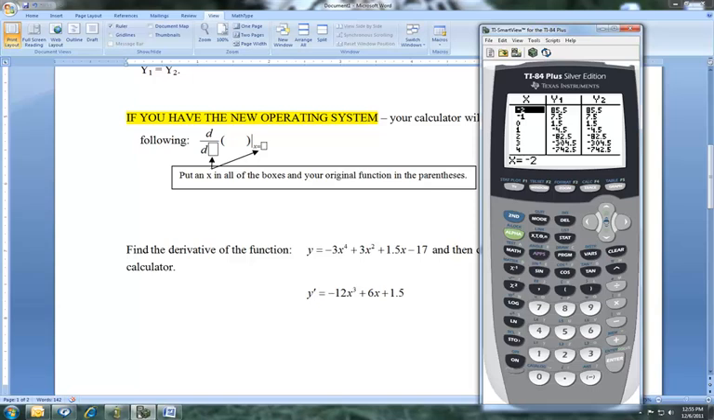And if you'll notice, my Y1 and Y2 are the exact same thing. So that means I've got my derivative correct. So this is just a quick way that you can check yourself if you're suspicious. Something like this, I wouldn't type it in my calculator to see if I've got it right. But there's some others, like the ones that have the negative exponents and fractional exponents. It might be nice to have a way to check.